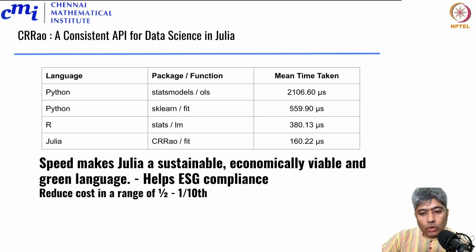So that makes Julia a go-to language, and this will help all the Indian companies, Indian corporates, to comply with their ESG requirements. What is ESG? ESG is environment, sustainability and governance. It's a very important concept that is becoming very popular, and most of the companies in India, in Europe, in the US, are trying to become ESG compliant. So Julia will help the Indian industries to become ESG compliant.